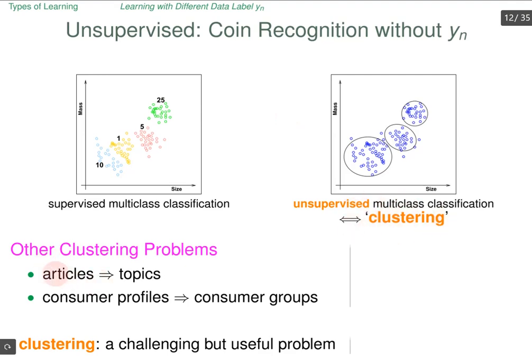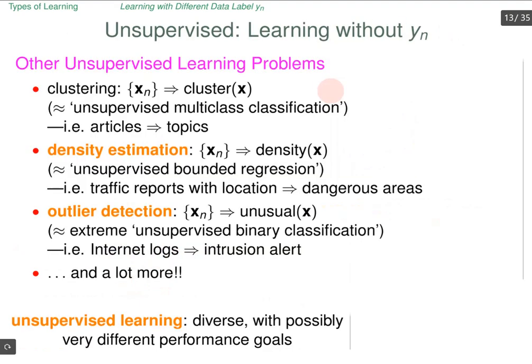For instance, you have a bunch of news articles downloaded from the web, and you may try to identify the topics of those articles. But those articles do not come with y's, so you may cluster them according to the themes, topics, such as news articles belonging to politics, science, or entertainment, or many other topics. We can give some more examples. So, other unsupervised learning problems.